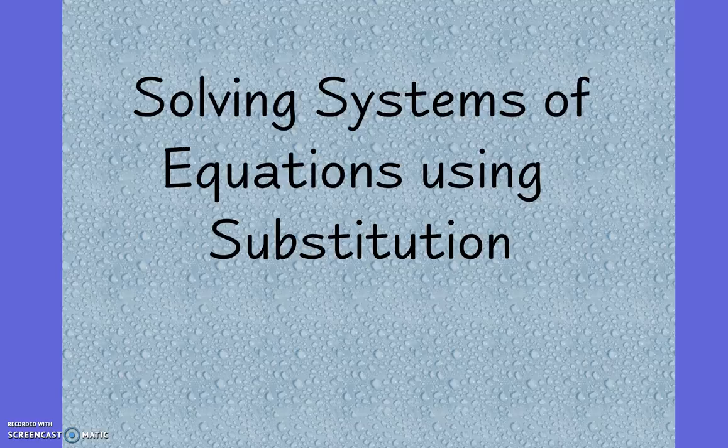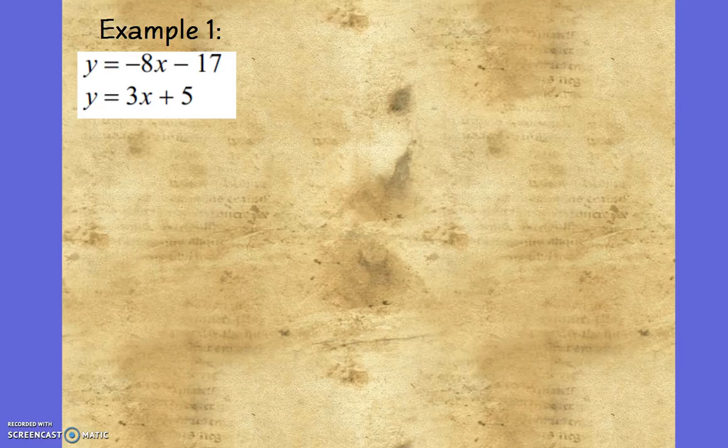Okay, we're going to look at solving systems of equations using substitution. Substitution just means that you're going to take one value and substitute it in place of another value. In our first example, we have y equals negative 8x minus 17 and y equals 3x plus 5. Now, both equations are in the form of y equals.